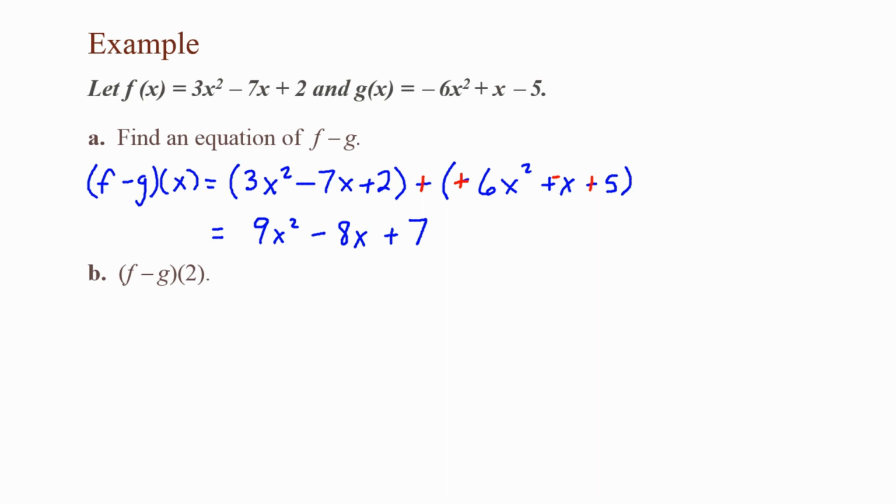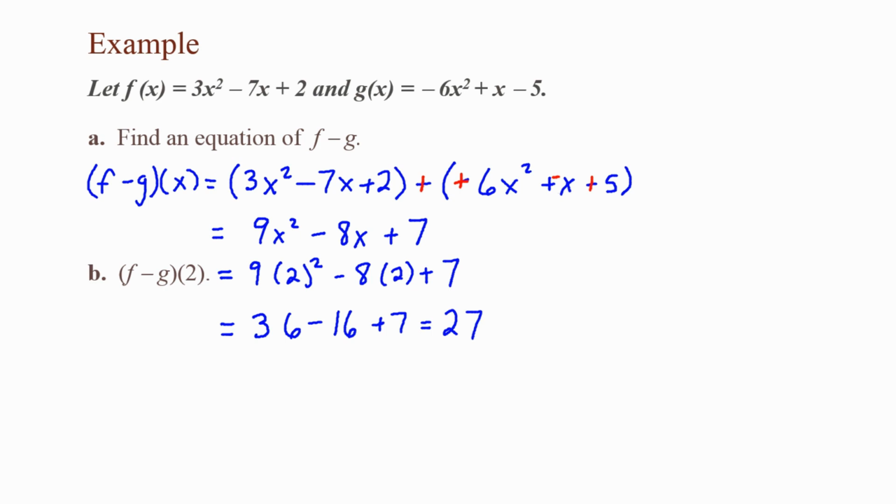Finding f minus g of 2, I replace my x with 2. So that equals 9 times 2 squared minus 8 times 2 plus 7. That equals 2 squared is 4 times 9 is 36, minus 8 times 2, which is 16, plus 7. 36 minus 16 is 20, and 20 plus 7 is 27. So f minus g of 2 equals 27.